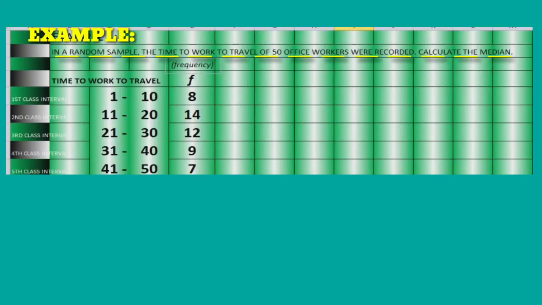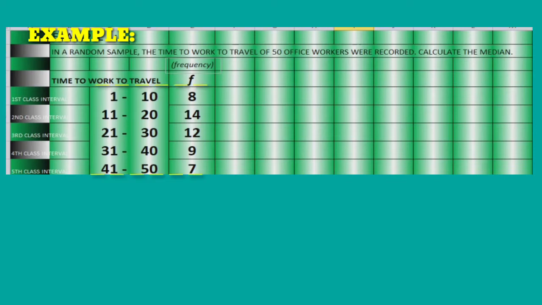Right, let's proceed to our example. Read to you the given. In a random sample, the time to work the travel of 50 office workers were recorded. Calculate the median. The class intervals and frequencies are: 1 to 10, the frequency is 8; 11 to 20, the frequency is 14; 21 to 30, the frequency is 12; 31 to 40, the frequency is 9; and 41 to 50, the frequency is 7.